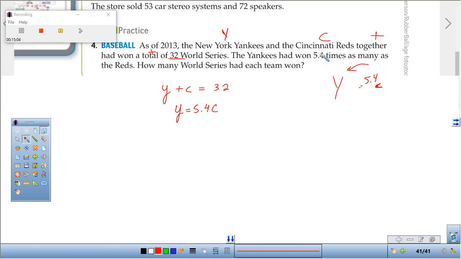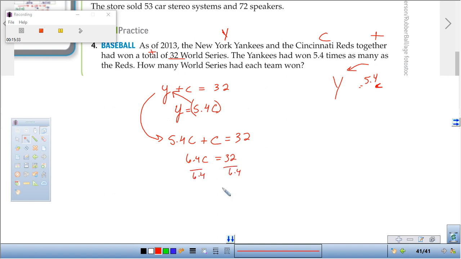Okay, sorry about that. So there we go. Now, since that's my Y, I'm going to plug this into that. Pretty easy. You have 5.4C plus C is equal to 32. Remember, this is a 1C and 5.4C. When I add them together, it gives me 6.4C is equal to 32. So I divide by 6.4, divide by 6.4, and C is equal to, I think it's 4. Hold on, let me see. No, it's 5.